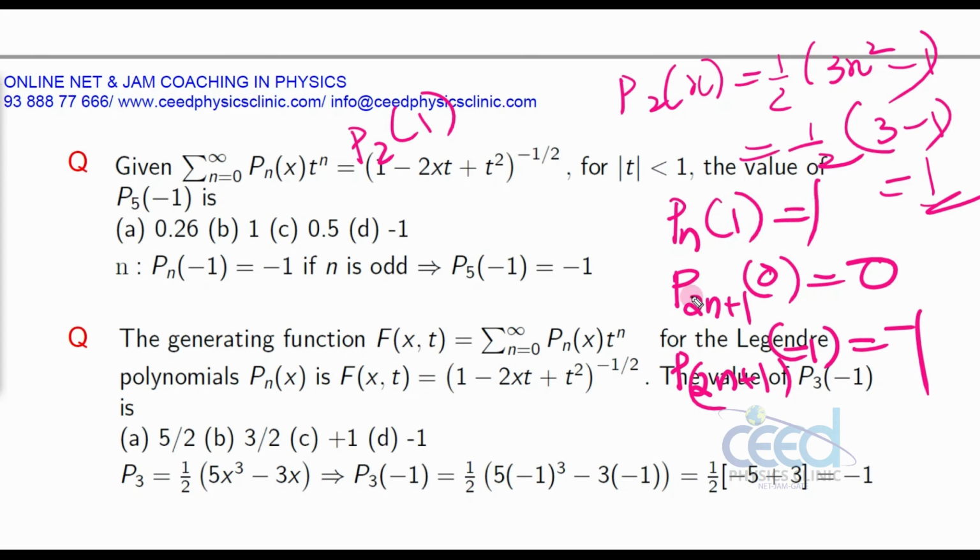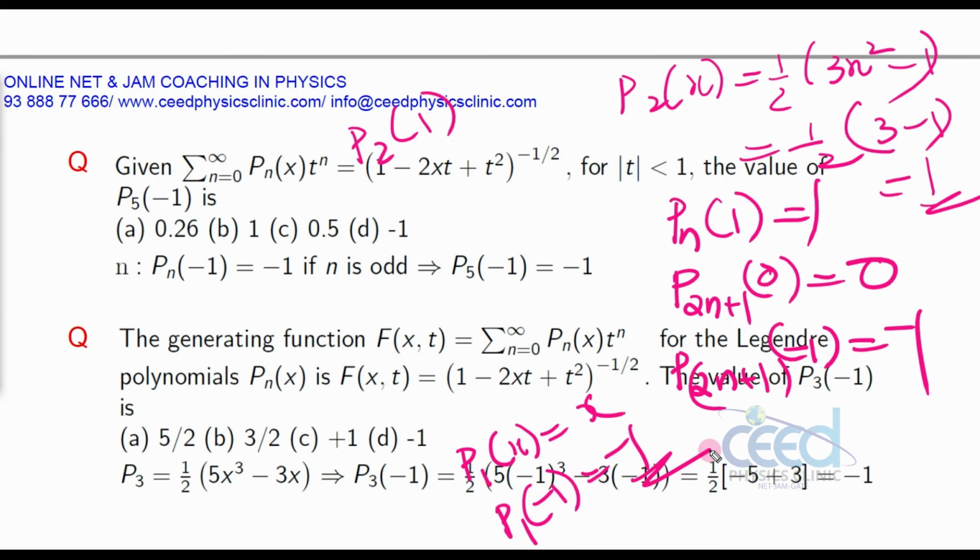So any Legendre polynomial with odd index, if x is turned to 0, its value is 0. So P(2n+1) of minus 1 is equal to minus 1. This also we can check. Okay, what is P1 of x? P1 of x is equal to x. So P1 of minus 1 is equal to minus 1. Okay, from the formula itself it is clear.